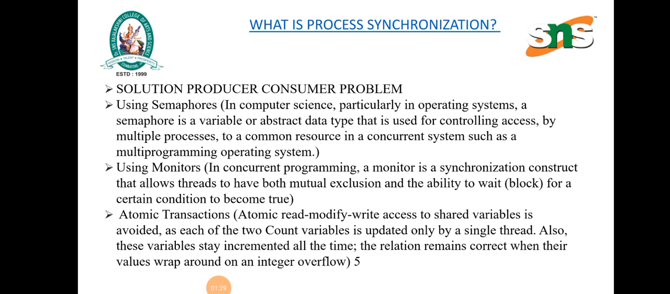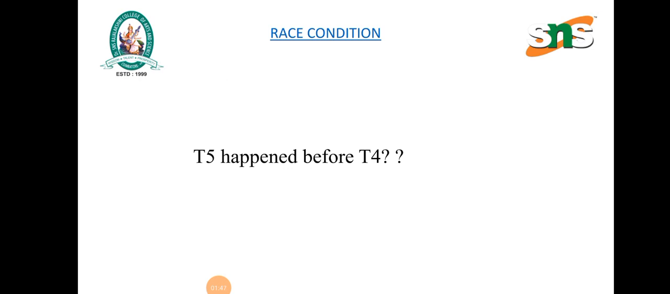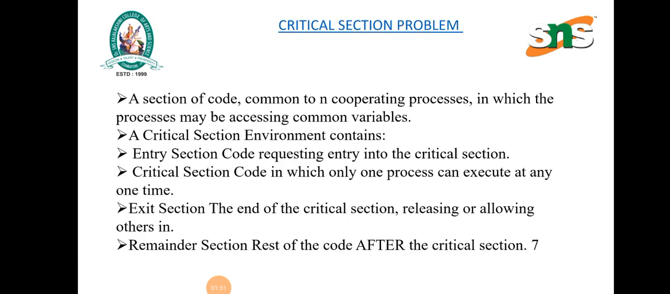Here, a monitor is a synchronization construct that allows threads to have both mutual exclusion and the ability to wait for a certain condition to become true. Atomic transaction, that is a single thread, where all the time the relation remains correct even when their values wrap around on integer overflow. Race condition, that is T5 happened before T4.